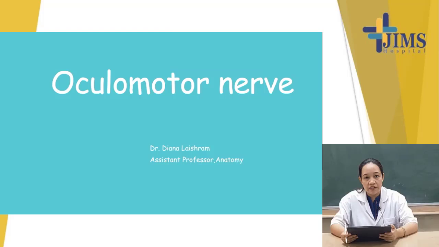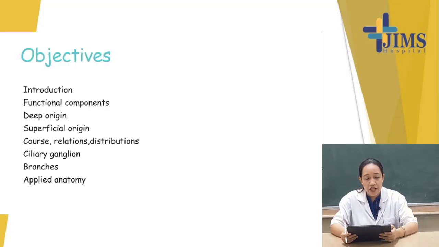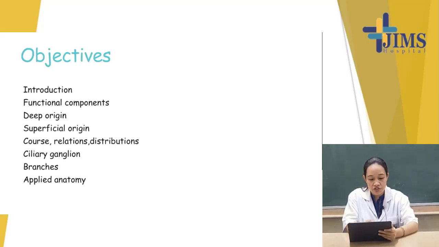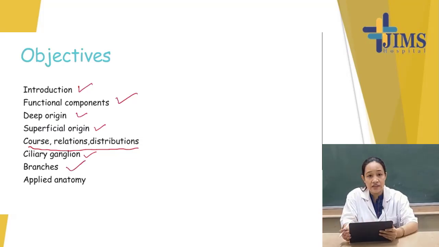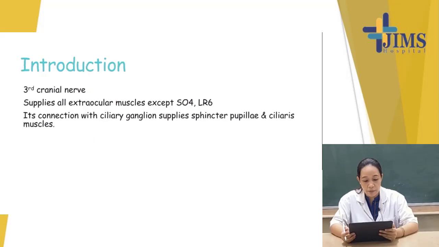Today my class will be on the oculomotor nerve. So I will be taking the oculomotor nerve under the following headings. First is the introduction, then we have the functional components of the oculomotor nerve, then the deep origin, then superficial origin, course, relations and distribution of the nerve, then the ciliary ganglion, branches of ciliary ganglion, and about the applied anatomy. So coming to the introduction, the oculomotor nerve is the third cranial nerve.